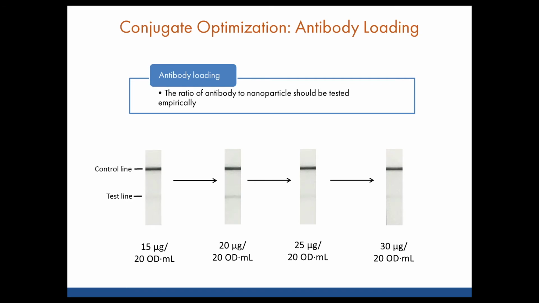For both passive and covalent methods, the ratio of antibody to nanoparticle should be tested empirically. For passive conjugations, you are really limited to the antibody loading that results in colloidal stability. The strips you see here were prepared with particles at the same volume and OD with varying amounts of antibody. Each test was run with the same positive sample. In this screen, 20 micrograms per 20 OD mL antibody loading gave rise to the strongest positive signal intensity, while higher and lower antibody loadings both decreased sensitivity.